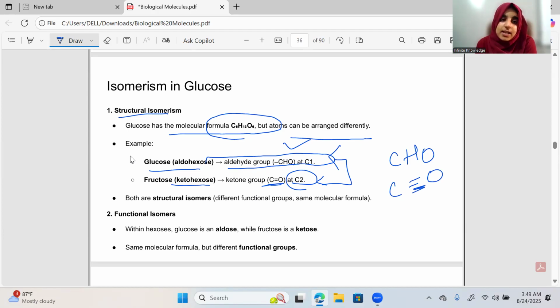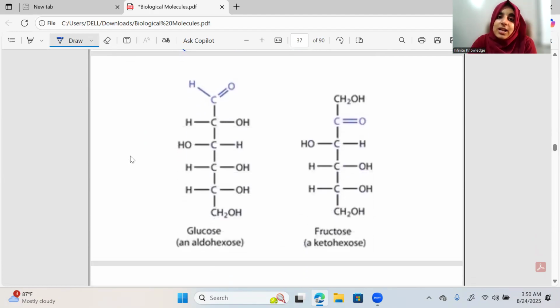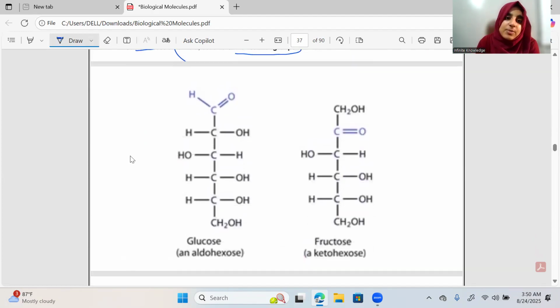So this you must have studied in your organic chemistry. Both of them are structural isomers, which means that there is a different functional group, but they have the same molecular formula. They have the same number of atoms and the same structure as well, but they have different functional groups. Within hexoses, glucose is an aldose, while fructose is a ketose. You need to remember that this is an example of structural isomerism. Why? Because the functional group has been altered. You see over here, this is carbon number 1. And on carbon number 1 in glucose, we have what group? We have the aldehyde group.